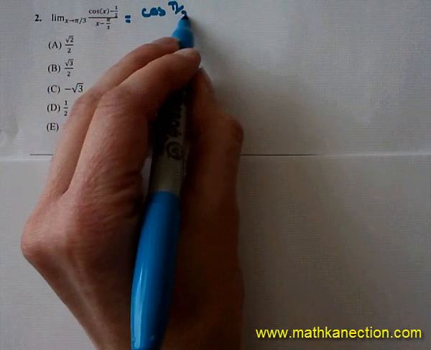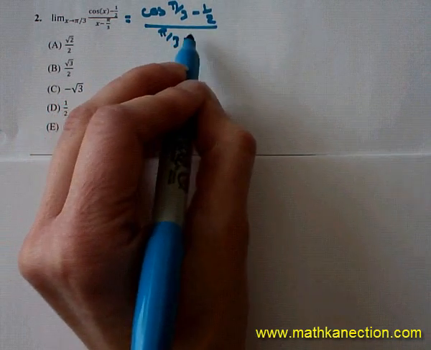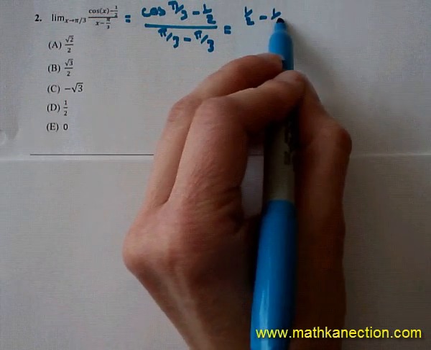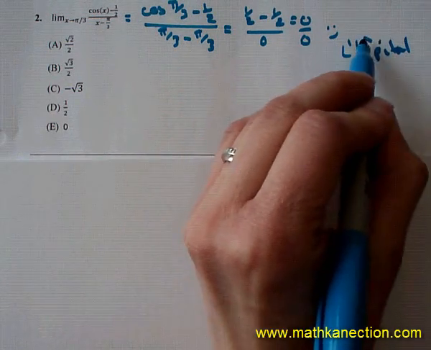Substituting the value of pi over 3, we get cosine of pi over 3 minus 1/2 over x minus pi over 3. Cosine of pi over 3 is 1/2, so we have 1/2 minus 1/2 for the numerator, which is 0, and the denominator is also 0, so we have 0 over 0, so L'Hopital's rule can apply.